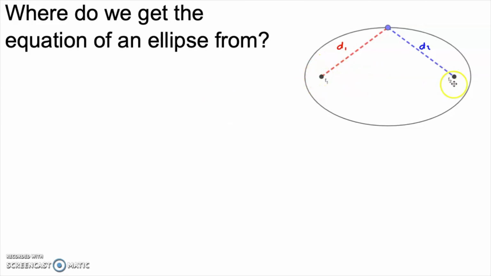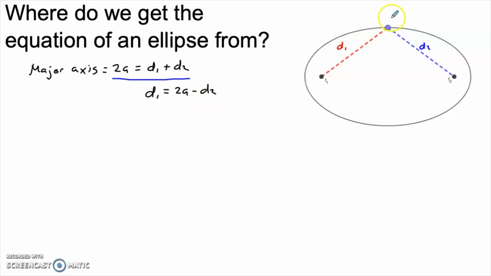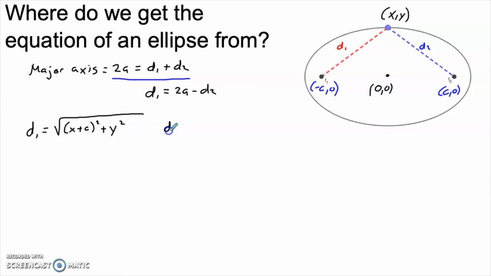You start with 2 points, which we call the foci of the ellipse, and you choose some distance. Now that distance ends up being the major axis of the ellipse, which recall was 2a. And the fact that 2a equals d1 plus d2 means that d1 has to be 2a minus d2. If we call the points on the ellipse x, y, if the center of the ellipse is at the origin, 0, 0, then the coordinates of the foci will be c, 0 and negative c, 0, so d1 is the square root of (x plus c) squared plus y squared, and d2 is the square root of (x minus c) squared plus y squared.